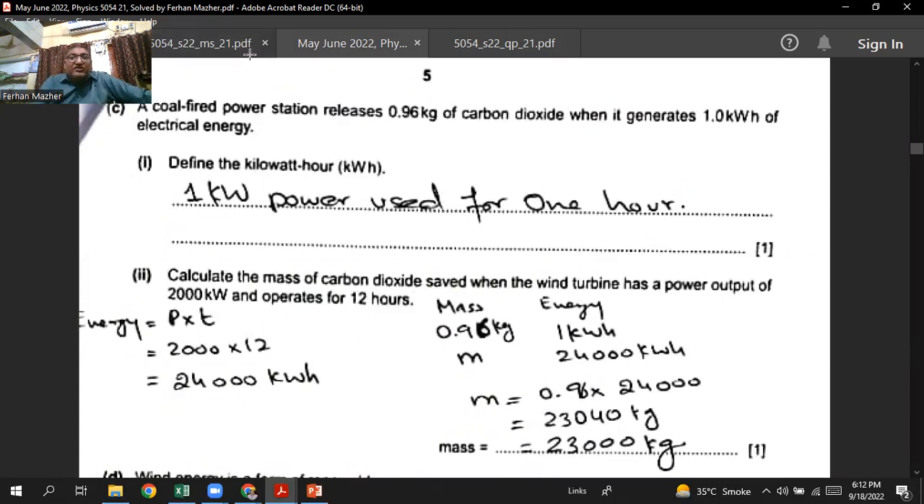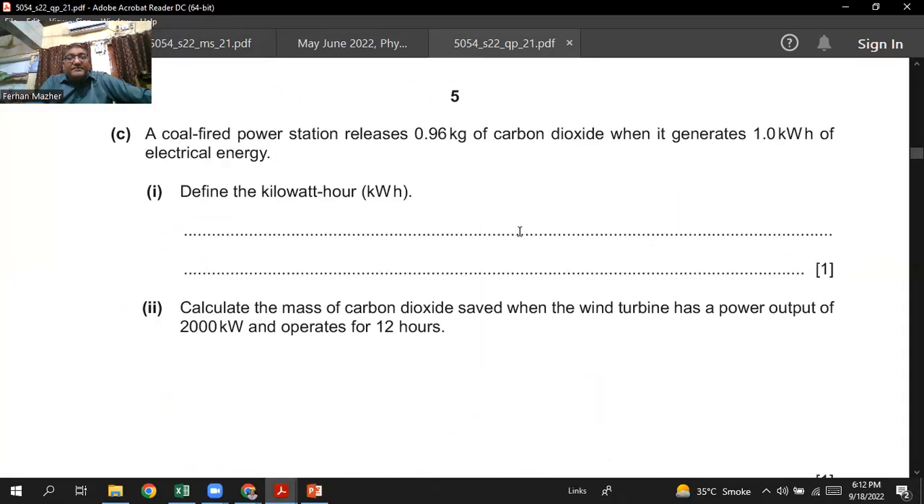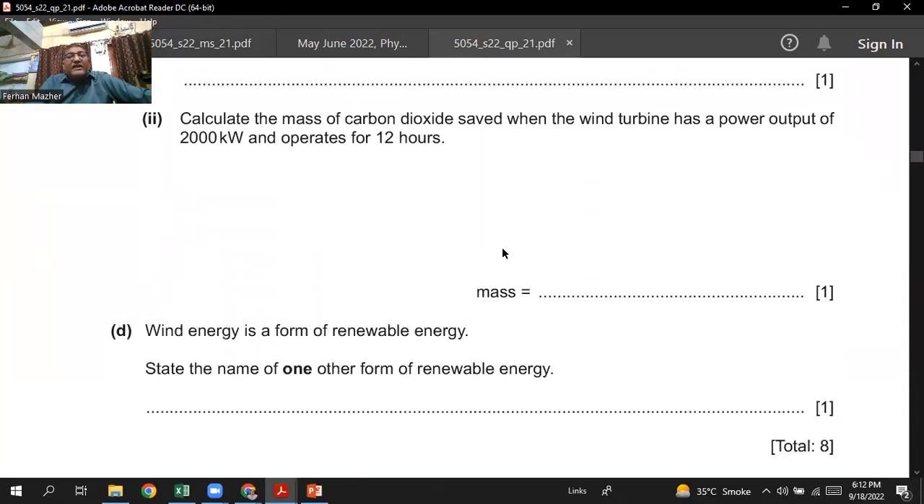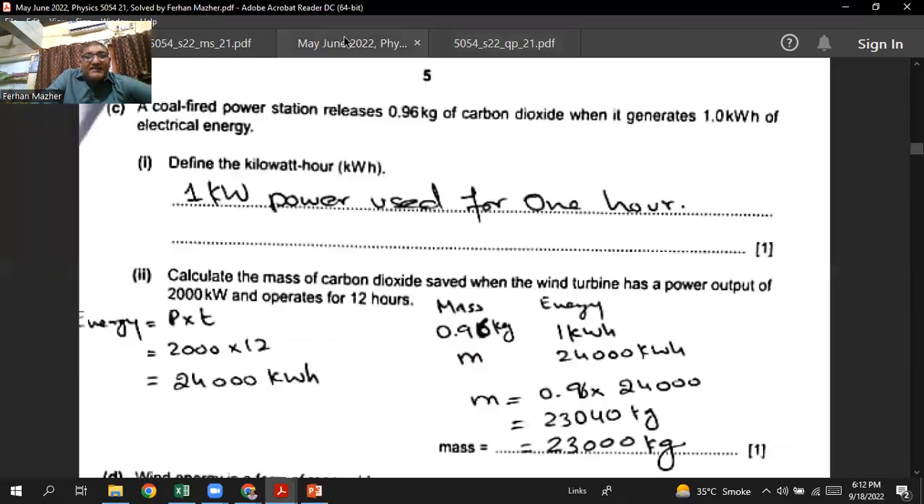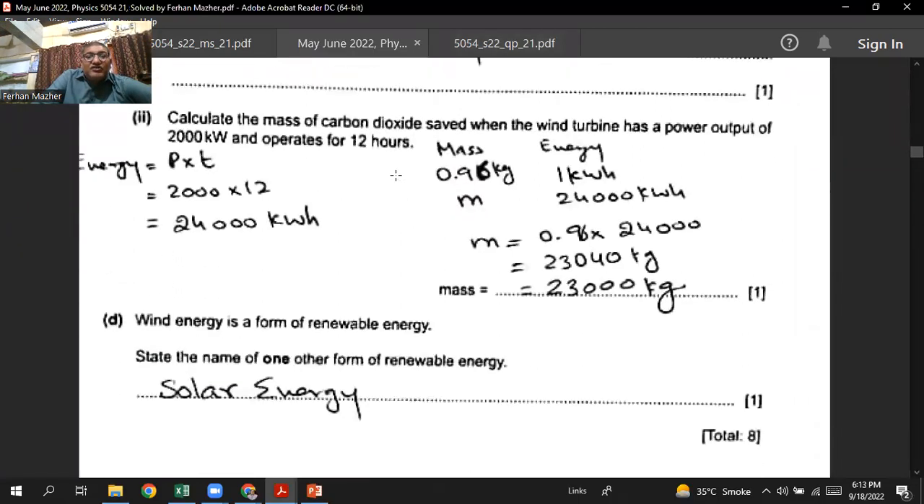Now the next question they are asking is: calculate the mass of carbon dioxide saved when the wind turbine has a power output of 20,000 kilowatt and operates for 12 hours. The power is given and the time is also given, so I can find the energy in kilowatt hours, and then I can tell how much.